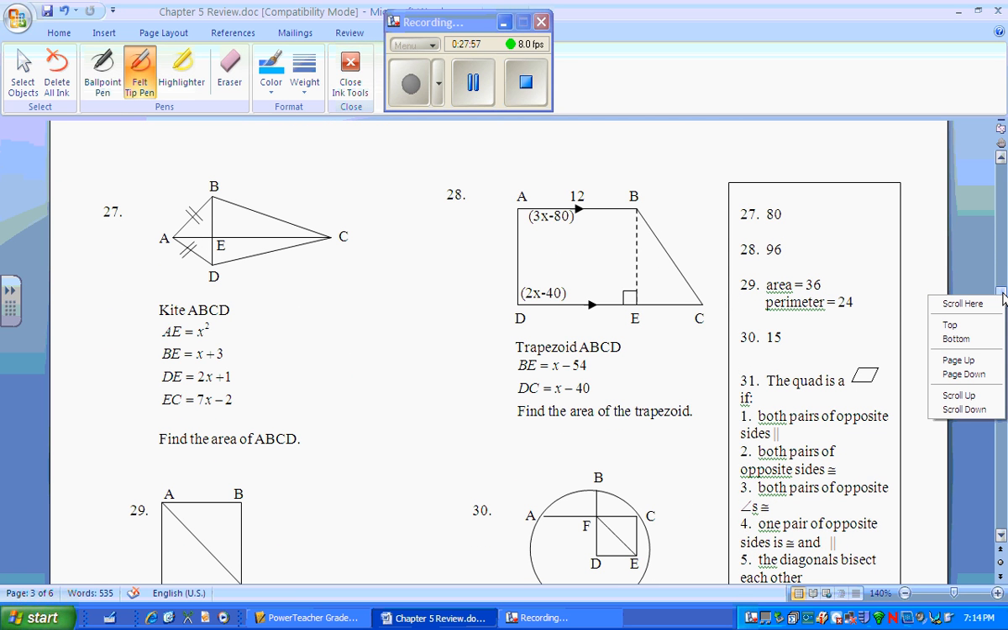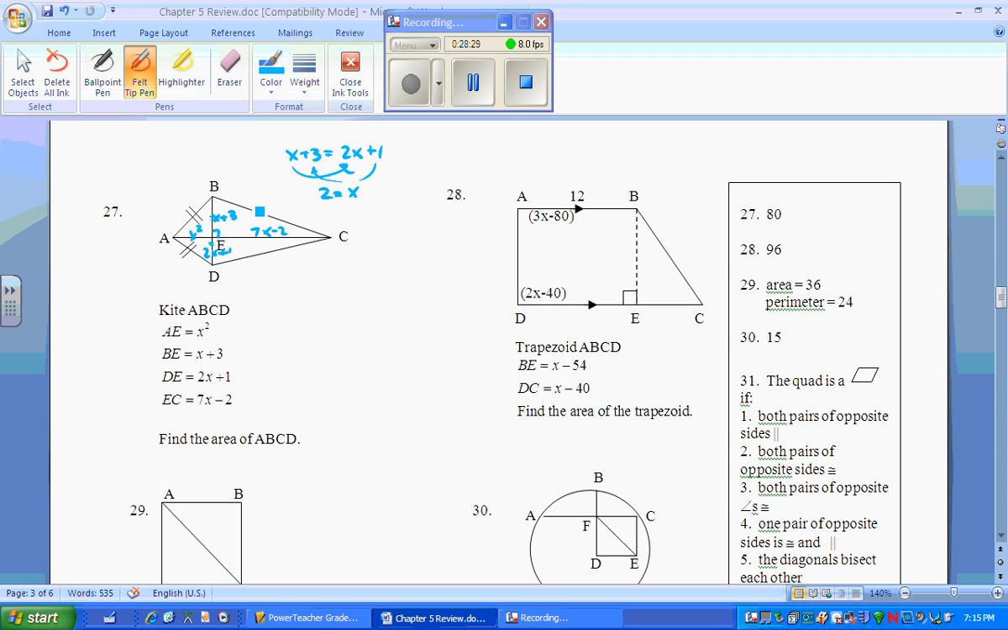Getting there, we're about halfway done. 27. AE is x squared. BE is x plus 3. DE is 2x plus 1. And EC is 7x minus 2. It's a perpendicular bisector, so these two sides are bisecting. So x plus 3 is equal to 2x plus 1, minus the x over this way, minus the 1 this way. So x ends up equaling 2.